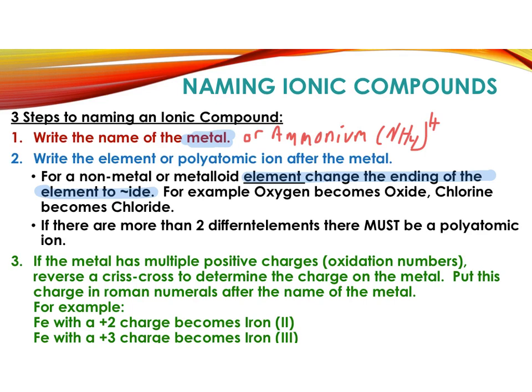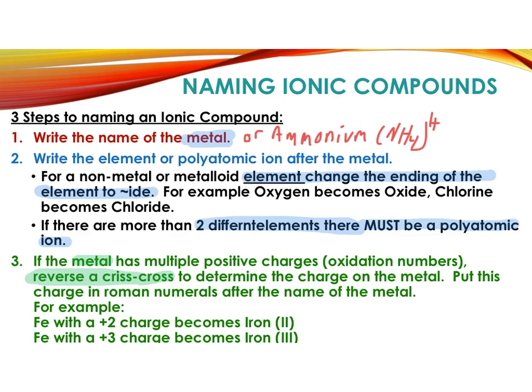If there are more than 2 different elements in the entire compound, it must have a polyatomic ion. You just name the polyatomic ion. It gets super easy then. The hardest part of this comes with those special ions that have multiple charges. If the metal has multiple charges, you have to reverse the crisscross. The metal always has a positive charge. The nonmetal or polyatomic ion always has the negative charge. It's the same every time.